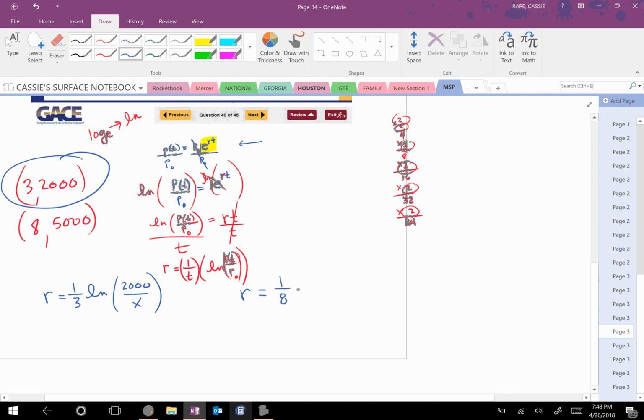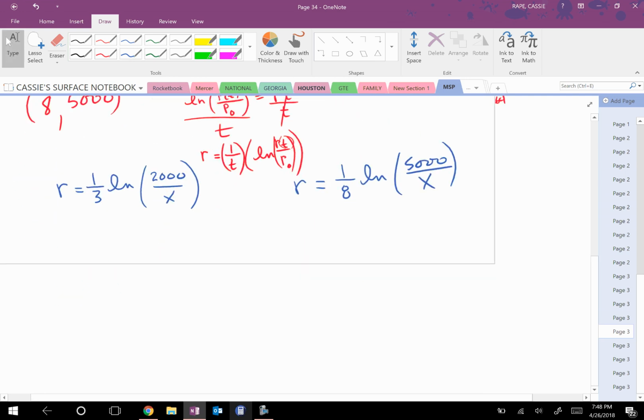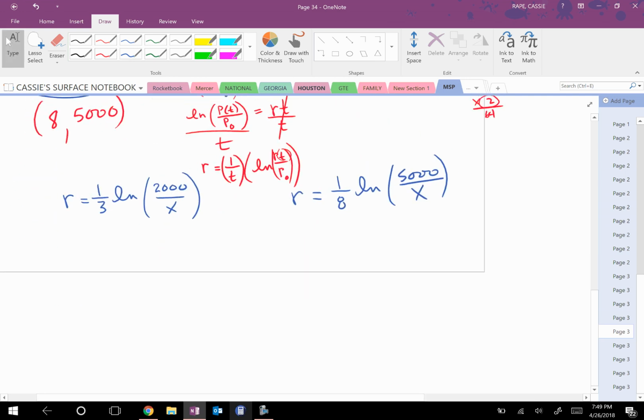So looking at this, if the rate is the same, if these two are the same, then these two are the same. So what I'm looking for is this. I'm going to put 1/3 natural log of 2,000 over x and 1/8 natural log of 5,000 over x. I'm going to put them both into the calculator as separate values.